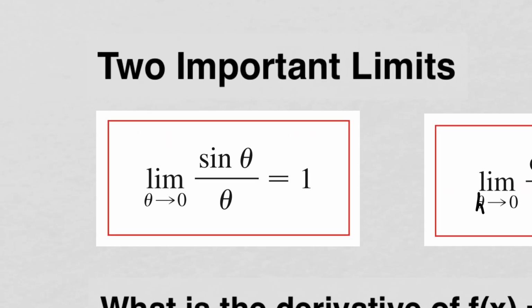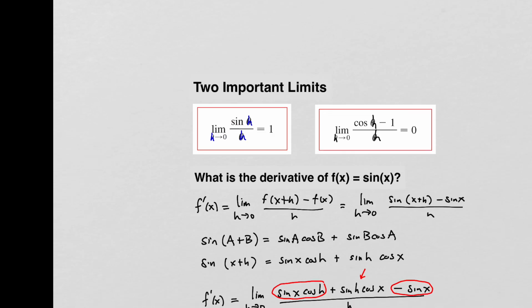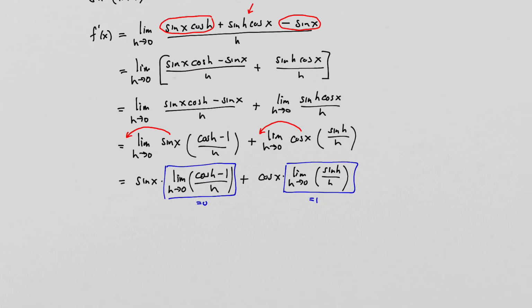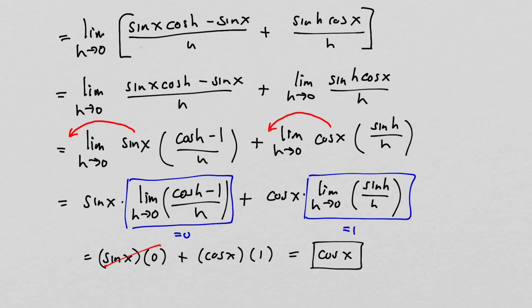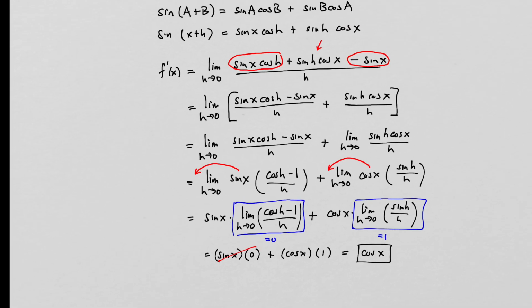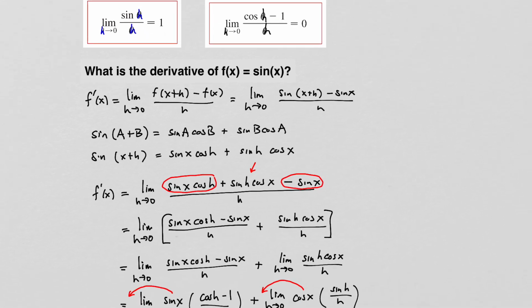So we can see up here that if we take the limit here as h goes to 0 of sine of h over h, we get 1. And so now to complete this, what we have here is sine of x times 0 plus cosine of x times 1. And of course, sine of x times 0 is 0. And cosine of x times 1 is cosine of x. So we've answered the question, what is the derivative of sine of x? It is cosine of x.